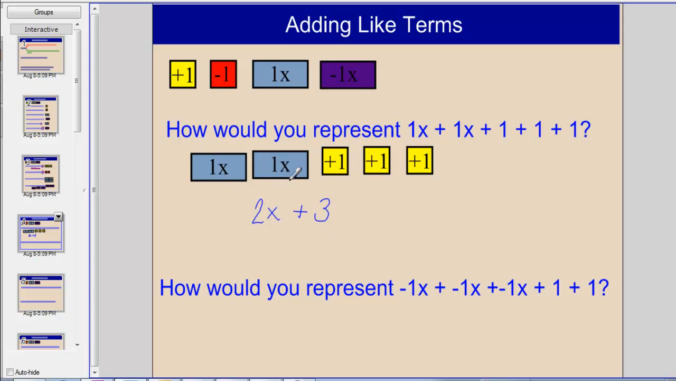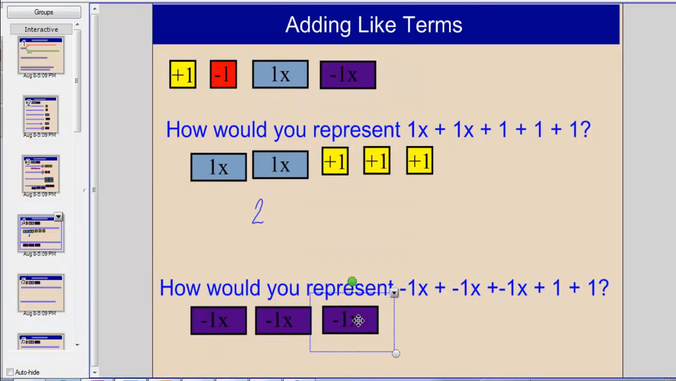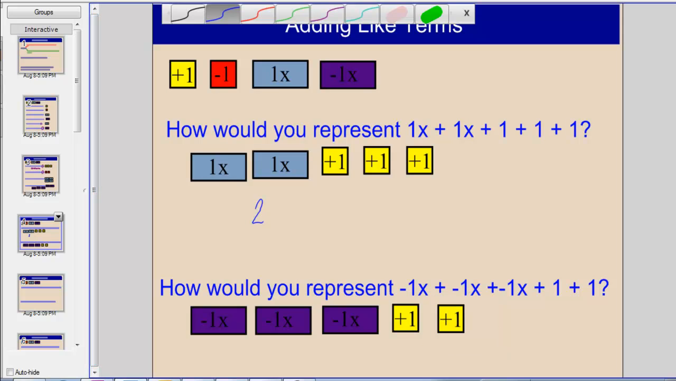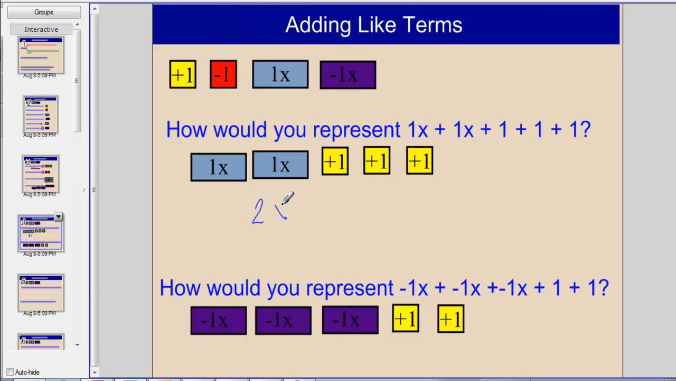Because x's, we don't know what they are, but we know we have 2 of them. 3 is just the number 3. So since we don't know what the x is, we can't add the 2x to the 3. So how would we represent in the next problem negative 1x plus negative 1x plus negative 1x? Are you thinking that we would drag down 3 negative 1x's? That's what I'm thinking. And then how would we show the 2 1s? Just drag down 2 1s? So now here's your question. What does this equal when you put it all together? Like in our previous problem where we ended up with 2x plus 3.